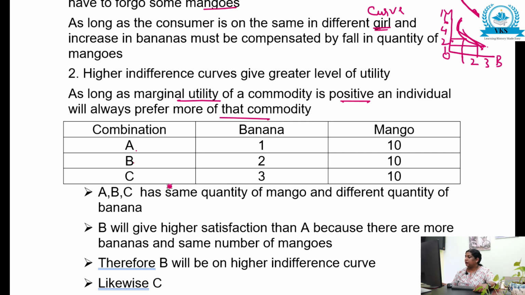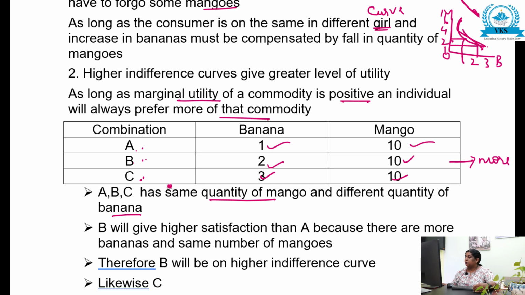A, B and C have the same quantity of mango and different quantities of banana. For example, here there is 1 banana and 10 mangoes. In combination B, it is 2 bananas and 10 mangoes. Naturally this will give more satisfaction because the number of bananas is more but the number of mangoes is the same. So combination B will give more satisfaction than combination A. In the same way, combination C has 3 bananas and 10 mangoes, so naturally combination C will give a higher level of satisfaction than B and A.